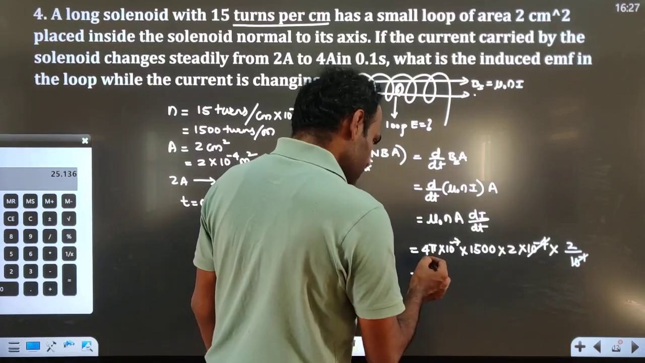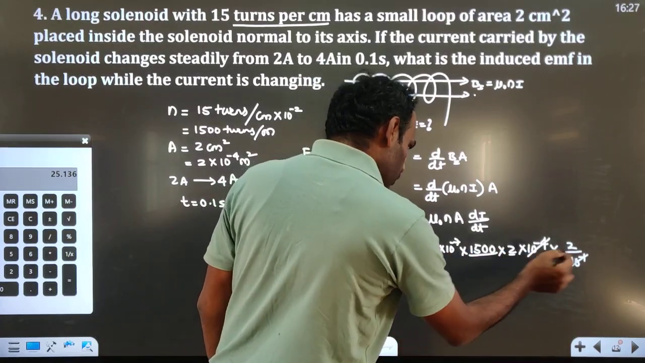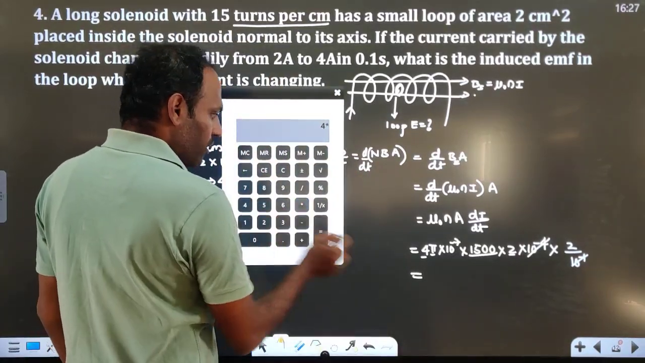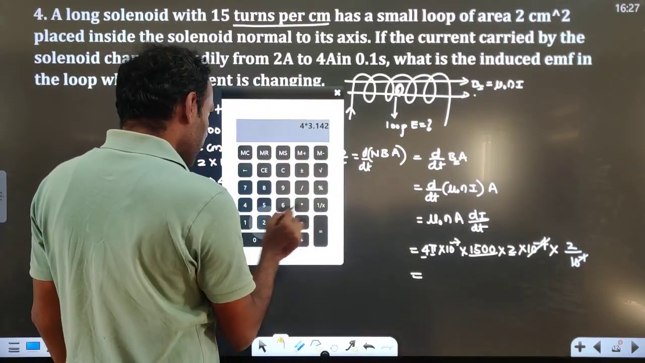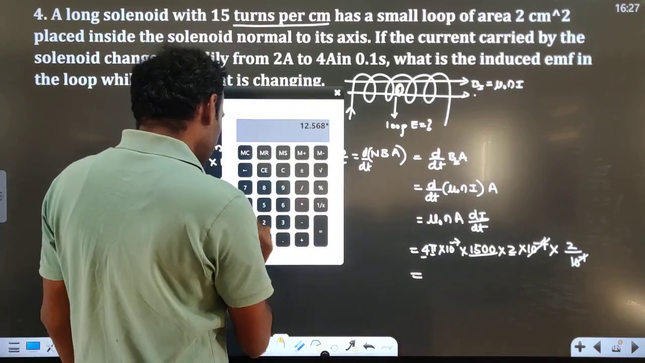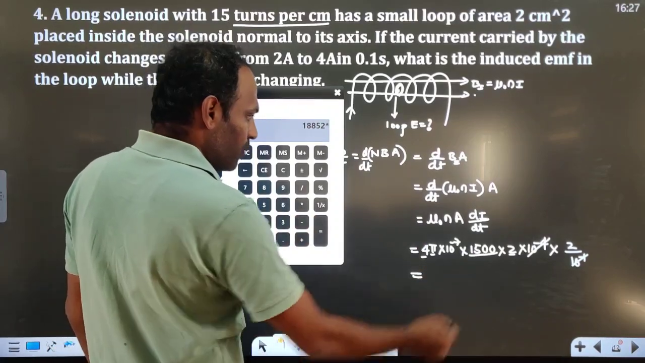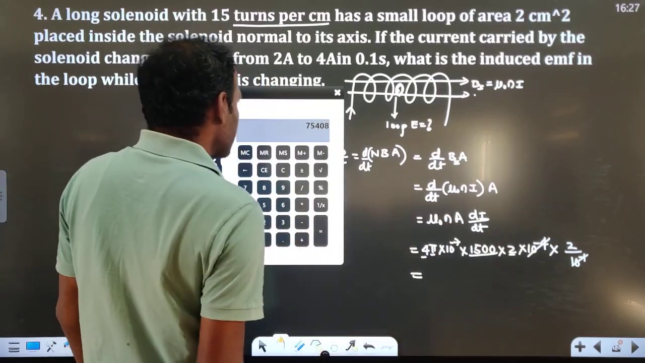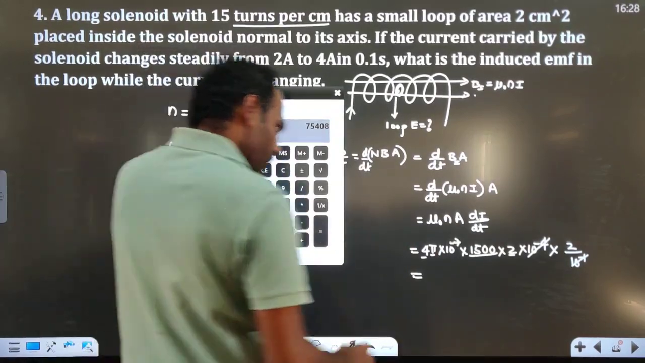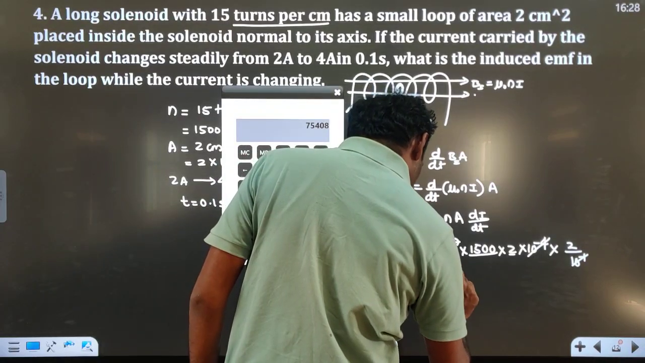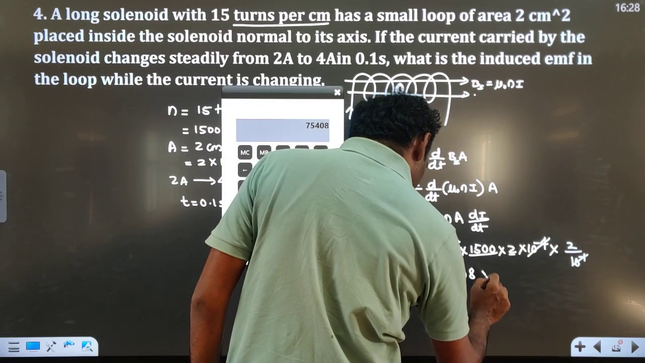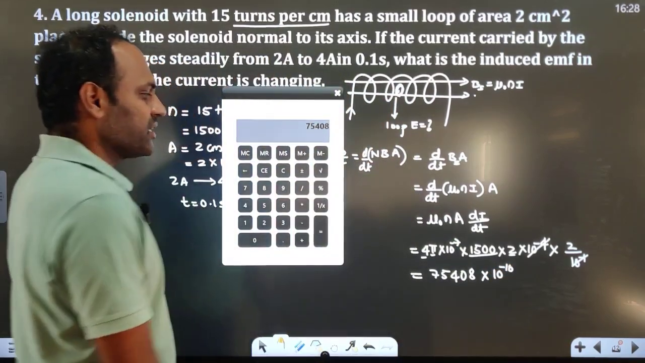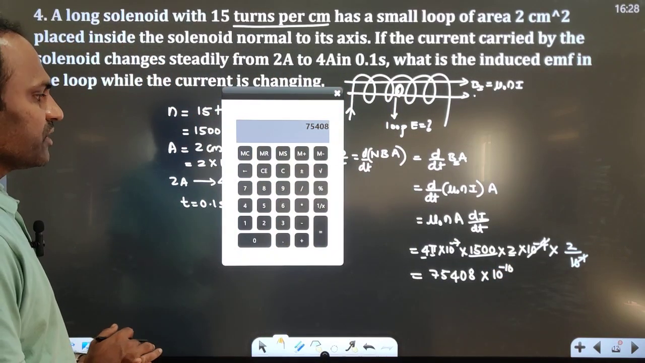We'll get it as 4 into pi into 1500 into 2 into 2. Okay, let us multiply all these things. 4 into pi, 3.142, into 1500 into 1500 into 2 into 2. Right? I will get it as 75408, into 10 to the power minus 10. Correct? So this much I will get.